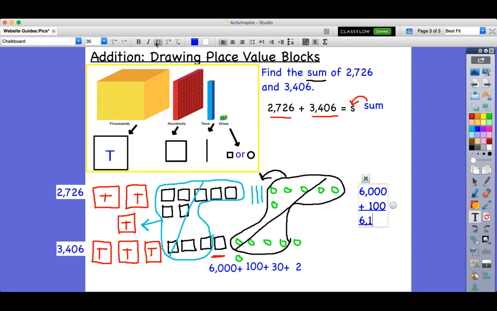So 6,000 plus 1,000, or 6,000 plus 100 is 6,100. Those are pretty easy to add because there's a lot of zeros in these numbers. Then I'm going to add my 30, and I like to add them one at a time, again, just so I'm really accurate and I'm not making any mistakes trying to add too many numbers at the same time. 6,130. And then my final sum plus 2 equals 6,132. That's my final sum.